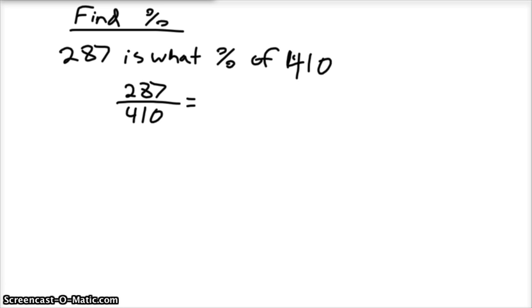When we divide that, it's going to give us our decimal, and our decimal is going to be 0.7. And now that we have a decimal, we can easily turn that into a percentage. So remember, to turn it into a percentage, we move our decimal place 2 places to the right. So we get 70%. That's our final answer.